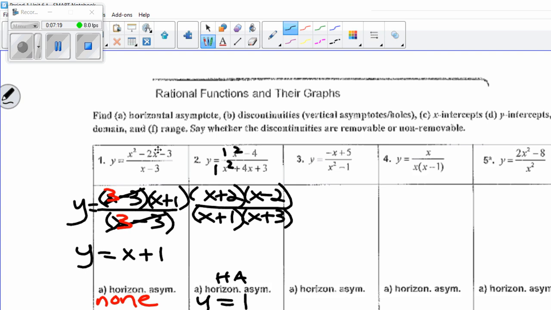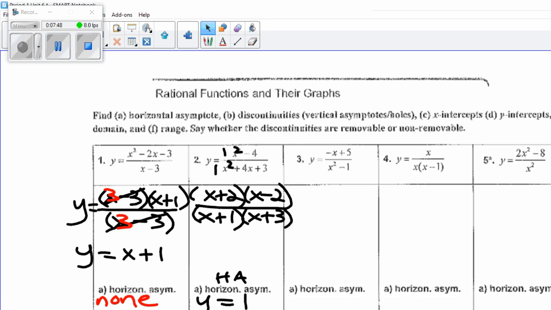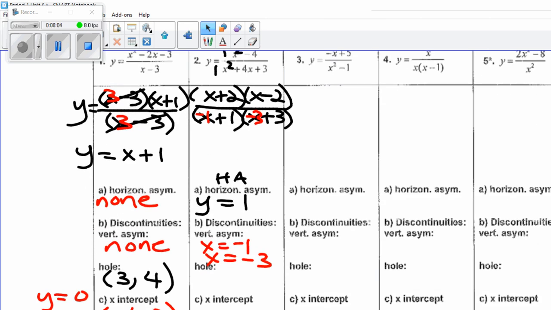And so now the discontinuities. I can see looking at the graph that I had some vertical asymptotes, right here, where it's going to positive and negative infinity. And so where are those? Well, if you look at the factors, that would be when x equals -1, which makes that 0, and x equals -3, which would make that 0. So those are my vertical asymptotes. And there is no hole.